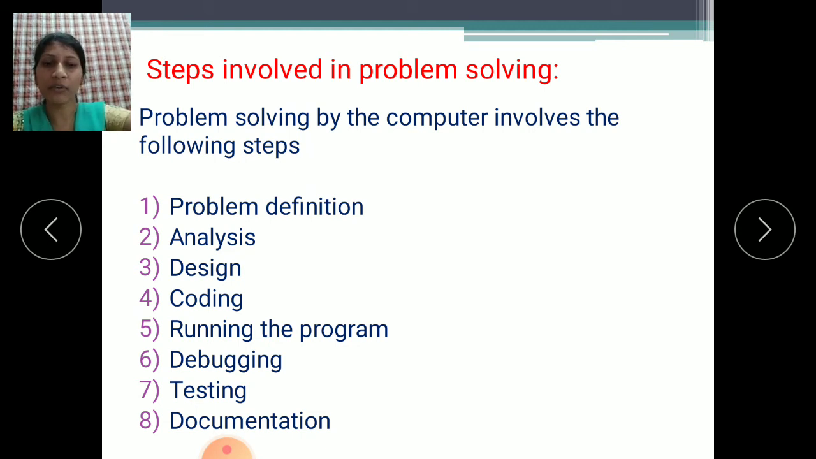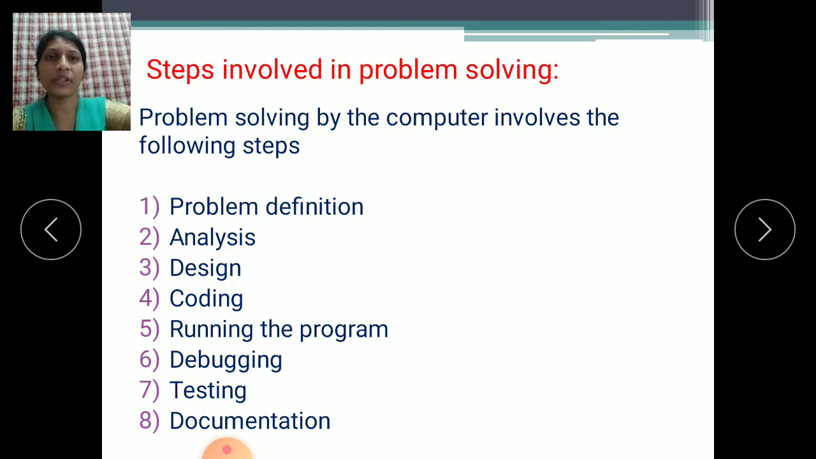inputs given and what has to be found out. That means what result has to be found according to that data. Whatever input you have accepted, according to that input, what has to be found out. The person who is solving the problem should know the whole definition of the problem.